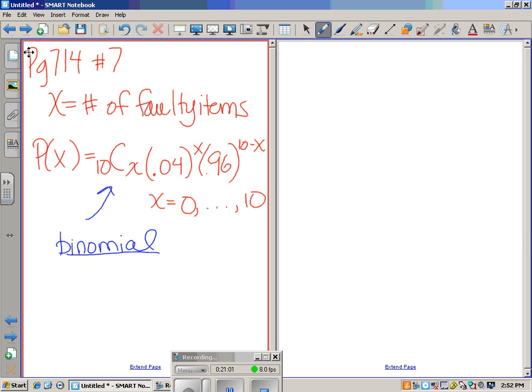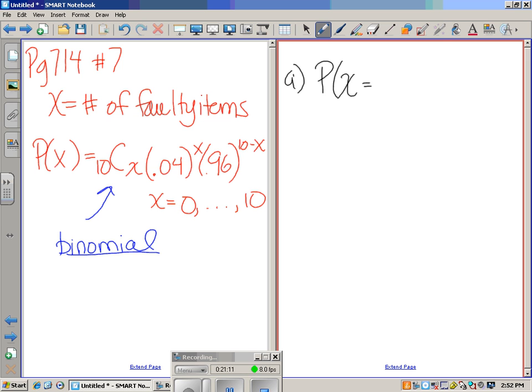So it says for part A, find the probability that a randomly selected box will contain no faulty component. So you have to think of the notation. Probability that x equals what? 0. No faulty components. So you can use the function 10C0, which we know to be 1. There's only one way for a box to contain no faulty items because they'll all be okay. And you would take 0.04 to the 0 power, because we want 0 faulty components, and 0.96 to the 10th power. And you will calculate then the probability that the randomly selected box will have no faulty components.